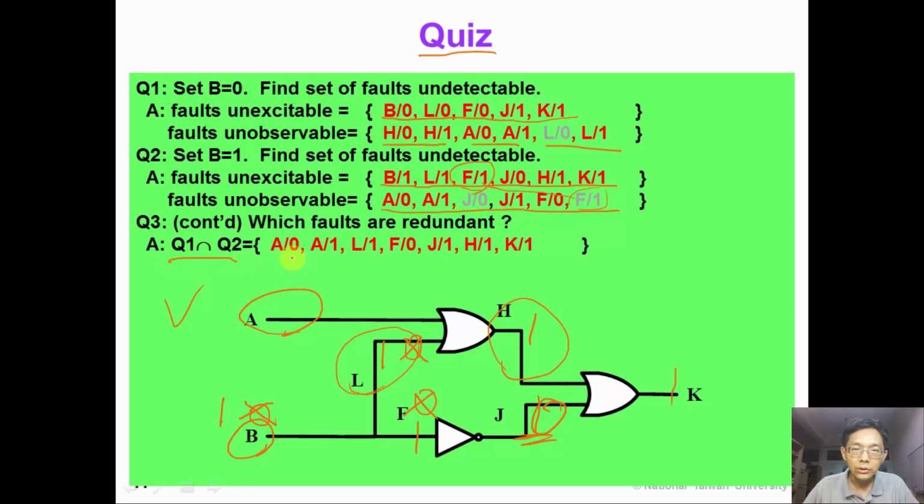Finally, we take the intersection of these 2 lists and we obtain a list of faults which are redundant. For example, K stuck at 1,4 is redundant. If we want to control K to 0, both H and J should be 0, which means that B should be 1 and 0 at the same time. So it's a conflict, and we cannot control K to 0. Have you got it correctly?